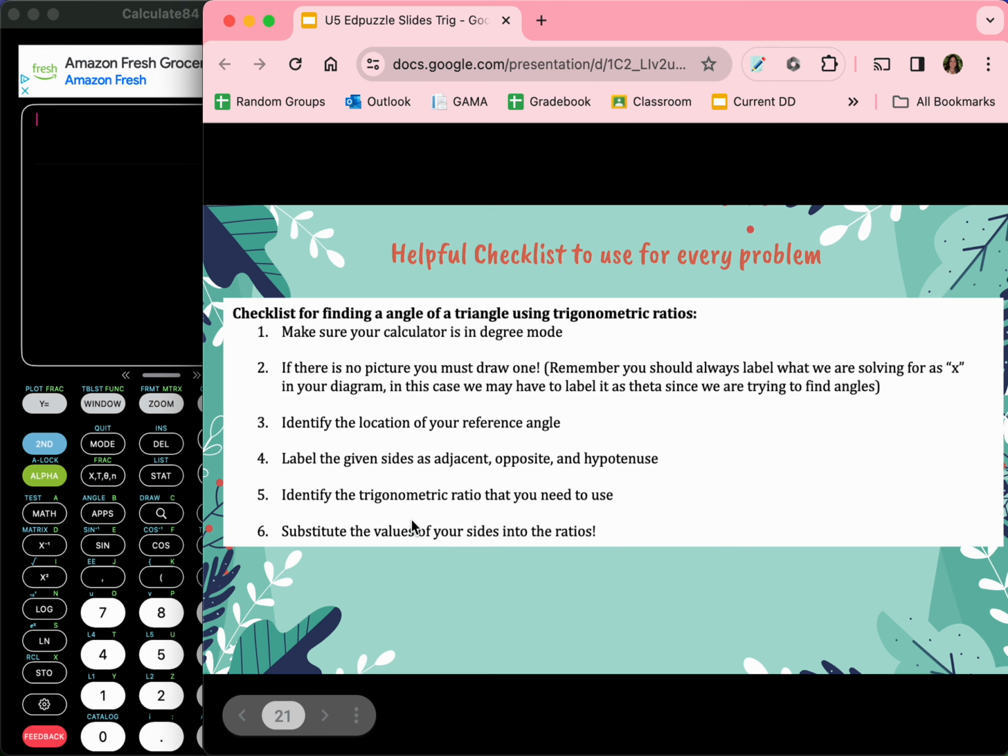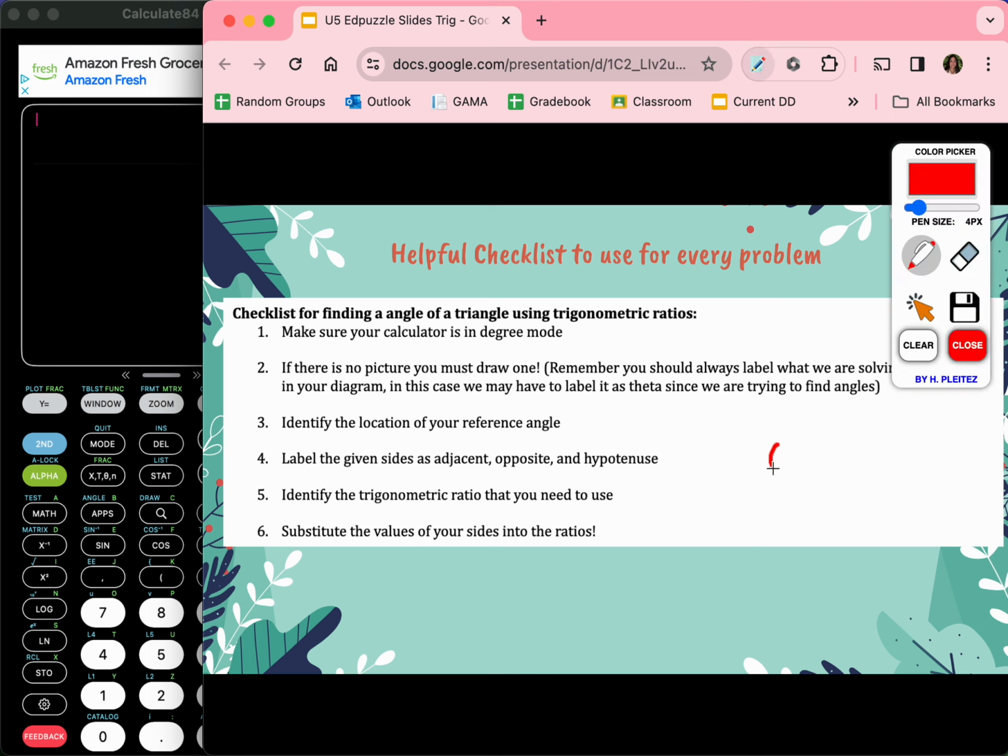So here's the checklist that we've used to help us find a missing side. Again, step one was making sure our calculator is in degree mode. Step two, we know this from all of geometry. This is no different from any other unit, but if there's no picture, we must draw one, and we should label what we're trying to solve for as x, right? In this case, it might be a little bit different. Since we're looking for an angle in these questions, instead of using x, we might be using that Greek symbol theta for our missing angle, because that's just typically what we use throughout this unit.